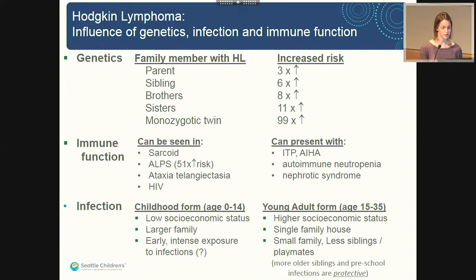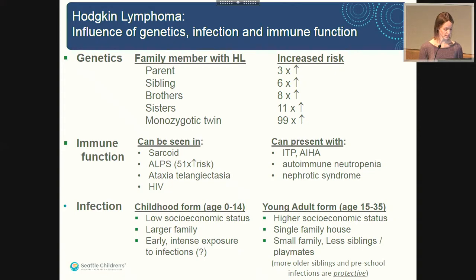There's a childhood form of Hodgkin's lymphoma and an adult form of Hodgkin's lymphoma. Even though it's very rare to have younger kids with Hodgkin's, it does seem to be associated with lower socioeconomic status, larger family, and early, more intense exposure to infections. That's the complete opposite of the young adult form, where it seems like protection from infection through higher socioeconomic status, single-family homes, small family, fewer siblings, less daycare, things like that. Those patients are actually at higher risk. So I don't think we exactly know how to explain these differences, but it's certainly something that has been described epidemiologically.